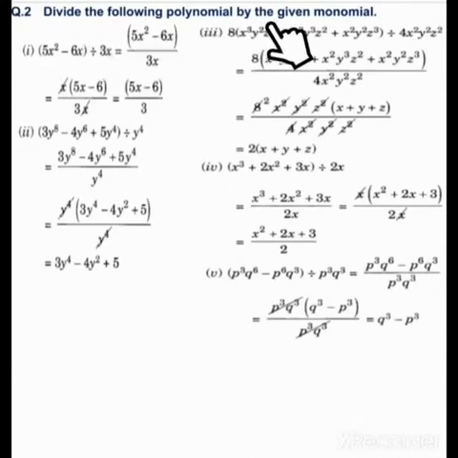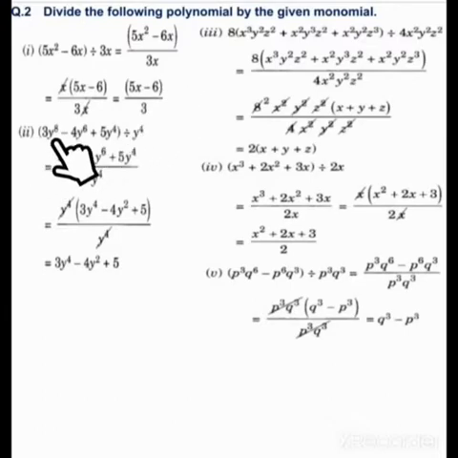Divide the following polynomial by the given monomial. It means here 2 terms are given and divide by 1 term. First one, 5x square minus 6x divided by 3x. In the polynomial the x variable is common in both. We have 2 times x given in the first term and here 1 time x. So we have to take 1 time x common. And denominator 3x is given, so x and x will cut. What is the answer? (5x minus 6) whole divided by 3.